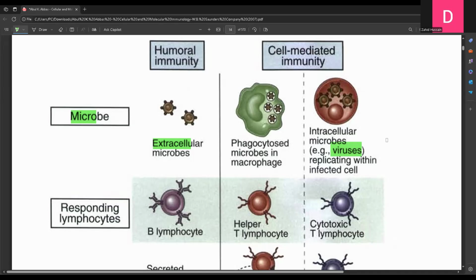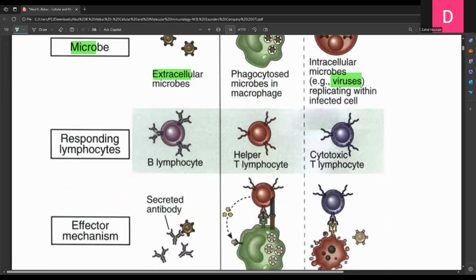So there are two arms of the immunity. Humoral immunity, in which antibodies and B cells will play an active role. While in the cell-mediated immunity, the microbe or the threat is within the cell, and to tackle it there will be T cells, TC cells, and TH cells. So in the humoral immunity the microbe is extracellular, and in cell-mediated immunity the microbe is intracellular.